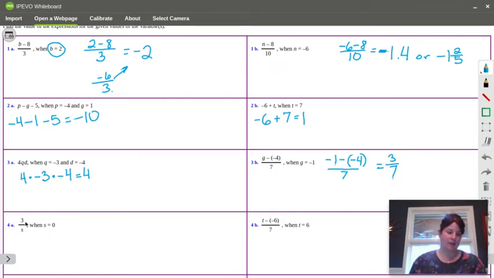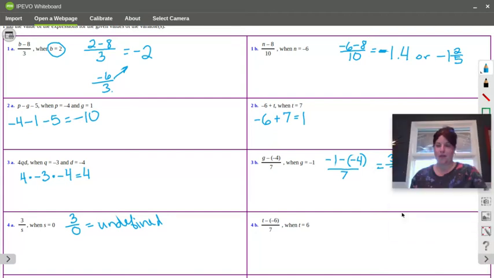All right, here we have 3 divided by S when S equals 0. Well, this is a problem because you cannot divide a number by 0. So this is kind of a trick question. 3 over 0 is undefined because you can't divide a number by 0. So this is like a tricky question we'll just ignore for now.